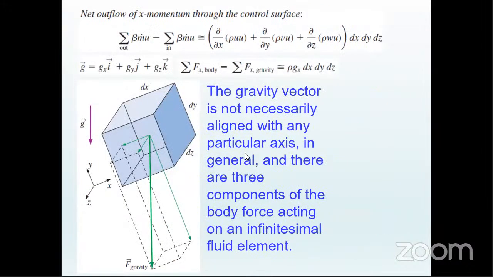The same case. This net outflow, particularly, we got this expression. I have not shown this actually. For example, if you take the gravity vector, which is acting downward, it is not necessarily aligned with any particular axis, because it is always trying to pull downward. There are three components of the body force, which are acting on the infinitesimal fluid element.